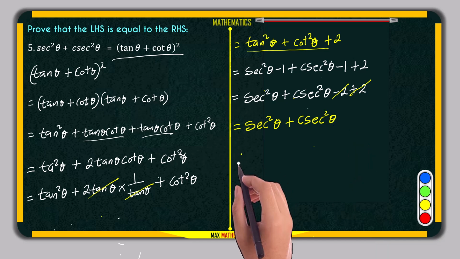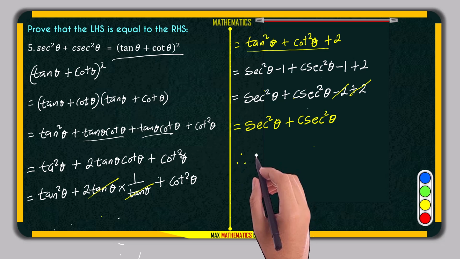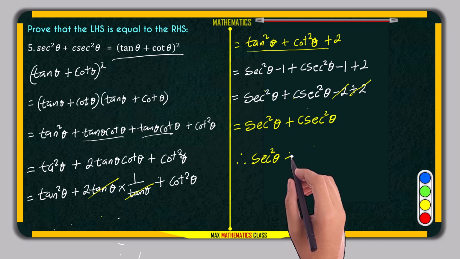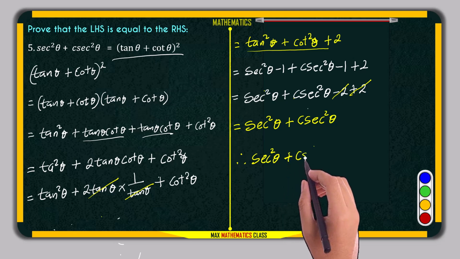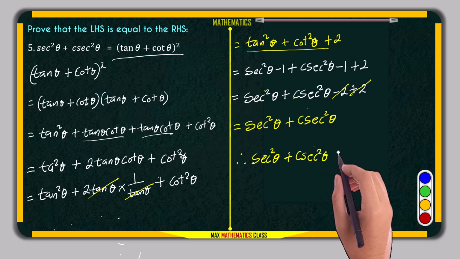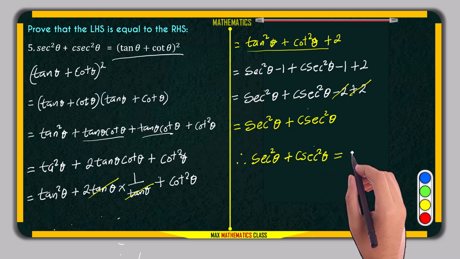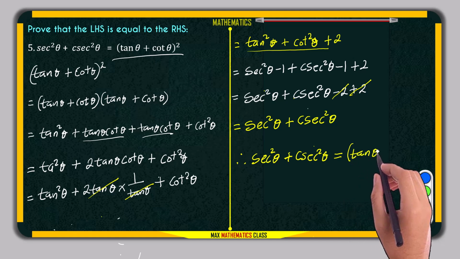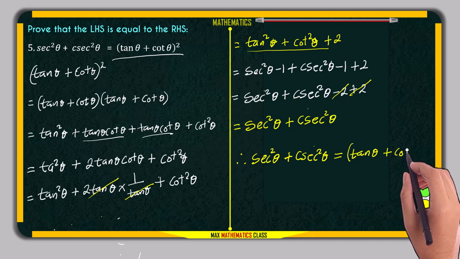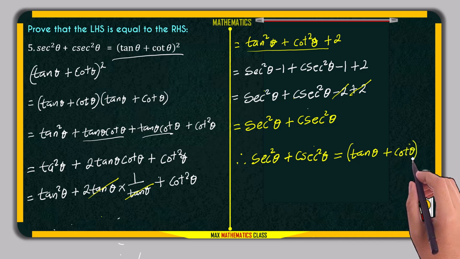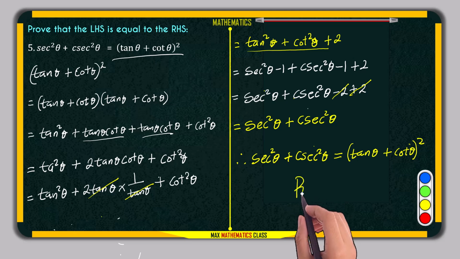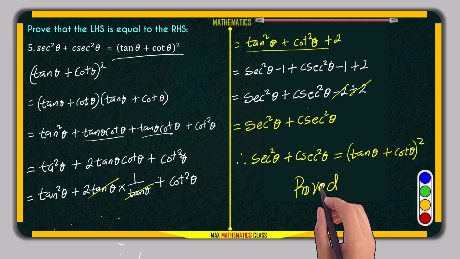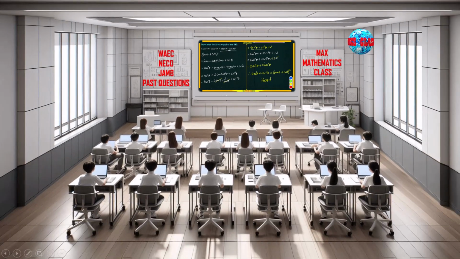So in conclusion, therefore, sec square theta plus cosec square theta is equal to tan theta plus cot theta in bracket squared, proved again.